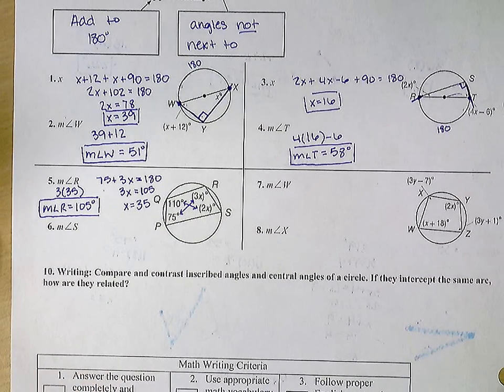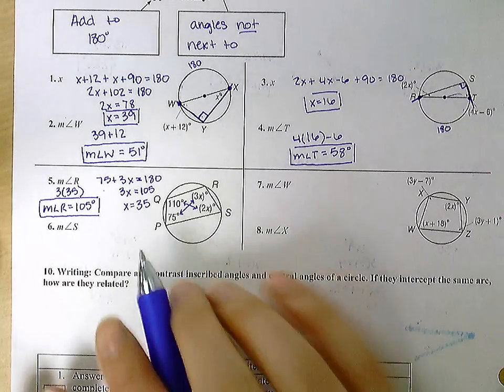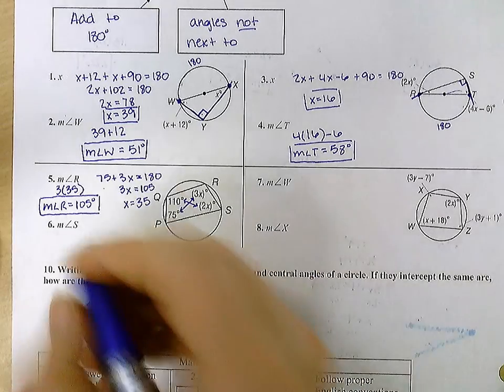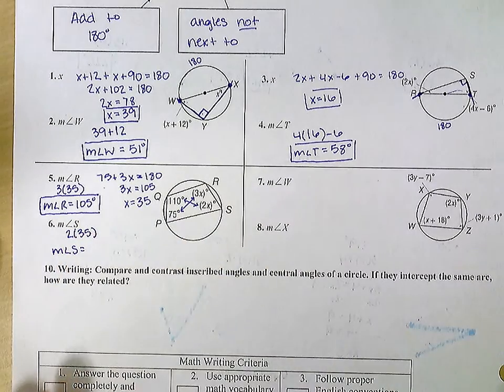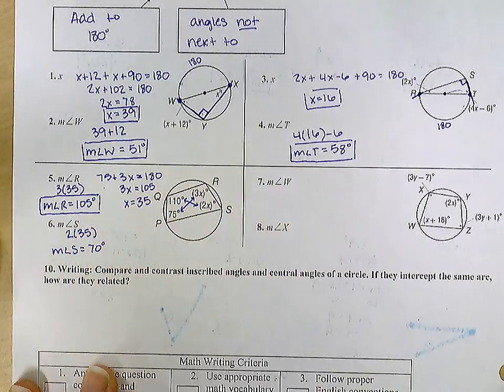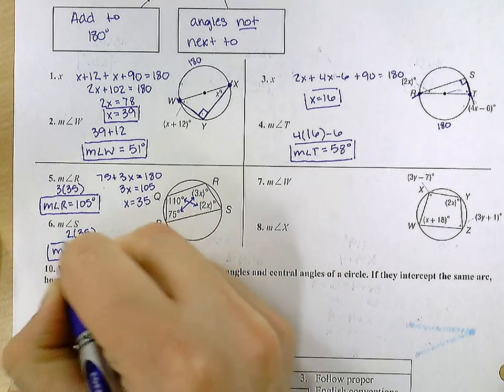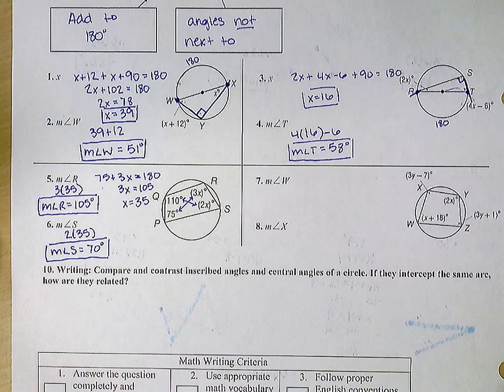Okay, then for angle S, again, I already have what x is, so I don't need to reset that up as 2x plus 110 equals 180. You'll get the same value for x. So I'll just substitute 35 in for x there. So I have 2 times 35. To get the measure of angle S is 70 degrees. Okay, so again, with these problems, your opposite angles add to 180. Questions on 5 or 6? All right, do problems 7 and 8.